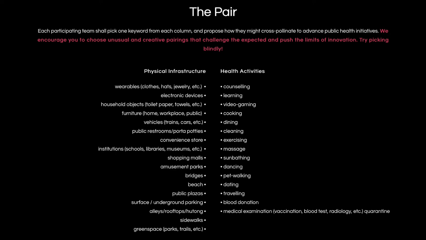So the requirement for the competition is that we choose one keyword from the left, the infrastructure, to pair with one of the keywords on the right, the health activities. And by pairing them, we're supposed to cross-pollinate to form something that will be the design brief for your design. So how can these two things that might be different connect together and generate something new?